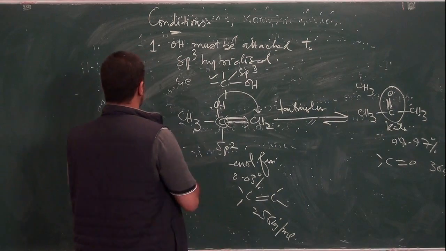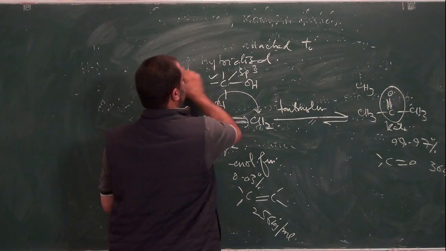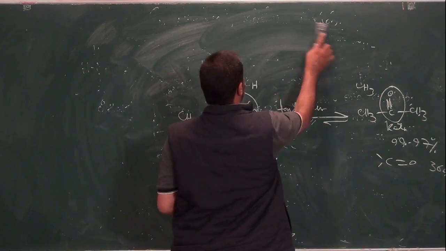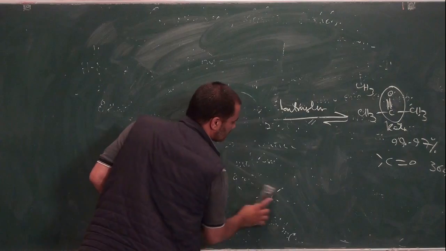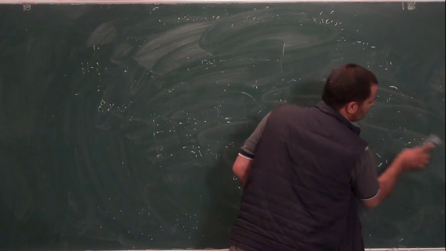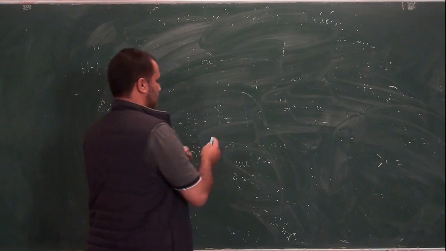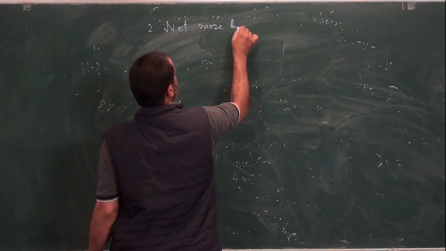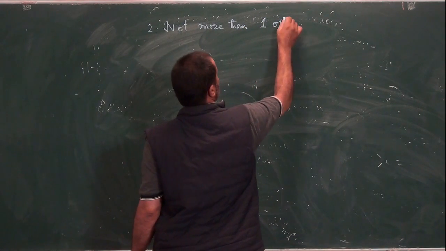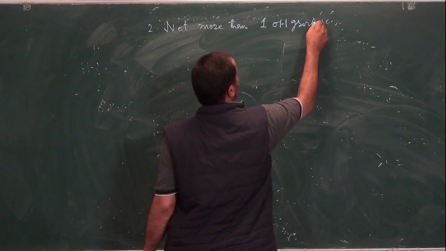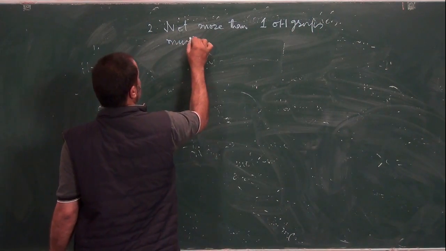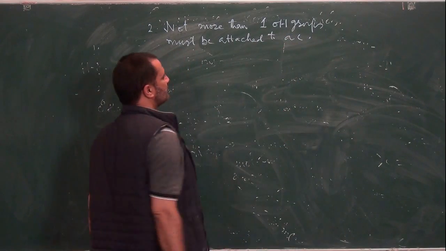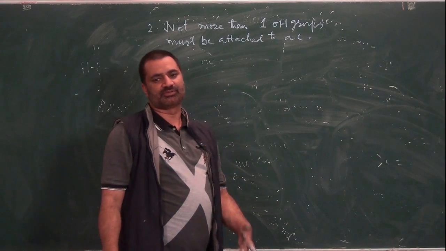So this is the necessary condition. Another condition for a compound to be alcohol is that not more than one OH group must be attached to a carbon. Not more than one OH group must be attached to a carbon.